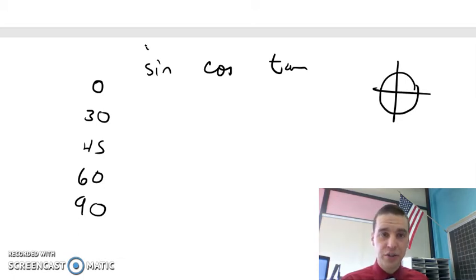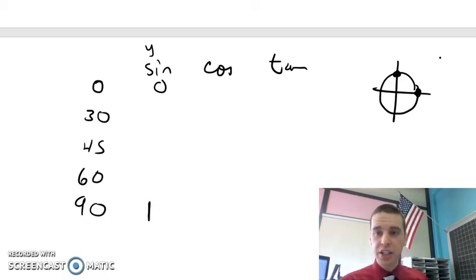The sine value is the y value. What is the y value at 0 degrees? And the answer is 0. Let's look at the next easy one, all the way down to 90 degrees. Right here, 90 degrees. What's the y value at 90 degrees? Well, we went up a whole 1 radii, so it's 1.